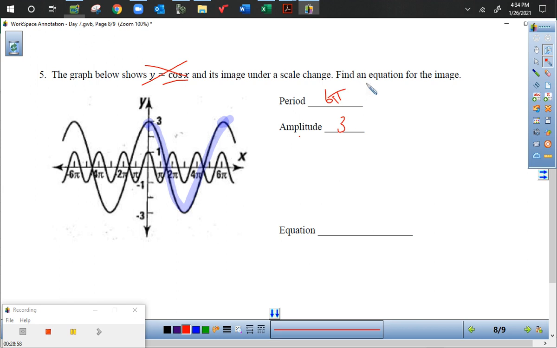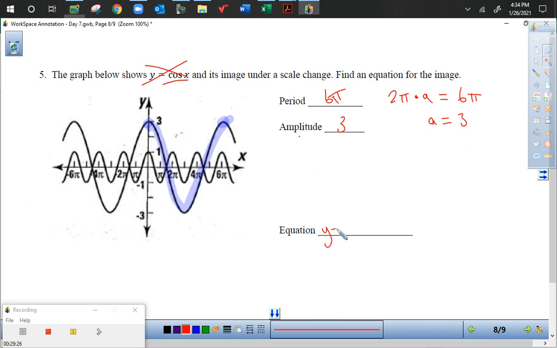Now, 6 pi comes from taking 2 pi times a. So if it comes from that, we can set 2 pi a equal to 6 pi and just solve. That implies our a has to be 3, just dividing that 2 pi over. And if we see a as 3, let's talk about the equation.